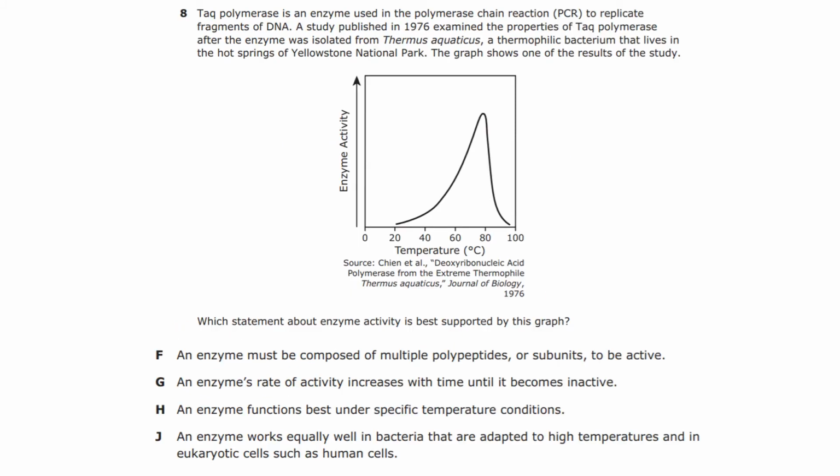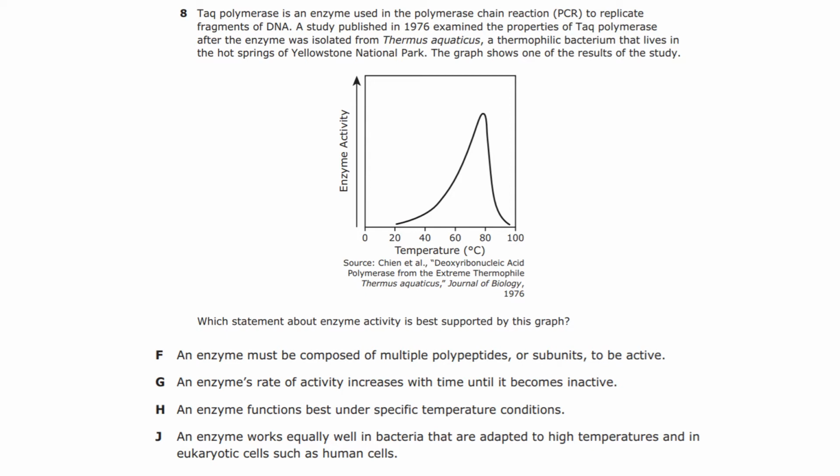This one looks very technical, but I want you to know that you can figure this out, even though they've got all of these sources and all of this interesting stuff on here from a journal of biology back in 1976 and whatever. Let's just read the question, okay? It says Taq polymerase is an enzyme used in polymerase chain reactions to replicate fragments of DNA. Okay, that sounds very technical, but what it's basically saying is this is an enzyme that helps to replace DNA when it's broken.